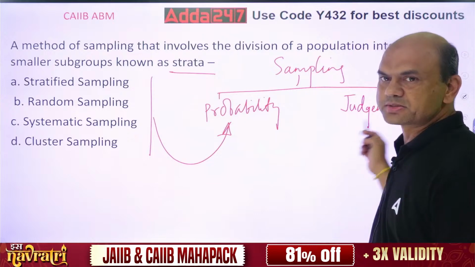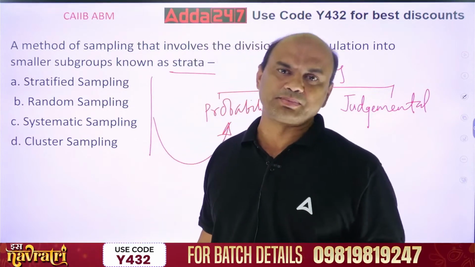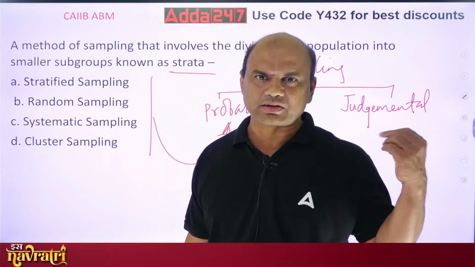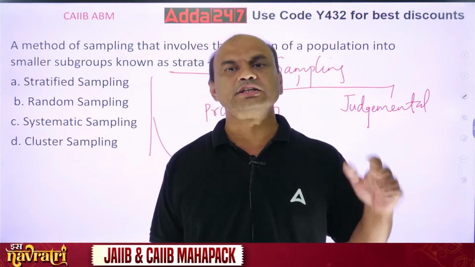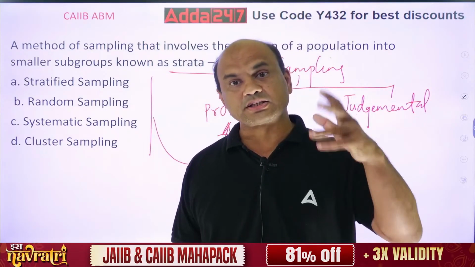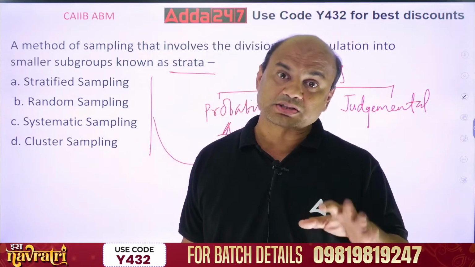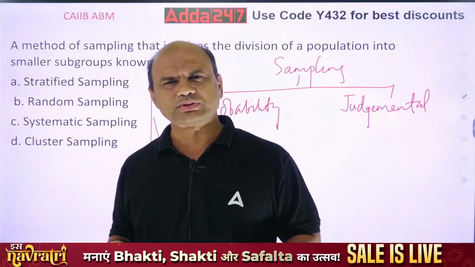Non-probability or judgmental will have various names. Snowball sampling is there, convenience sampling is there. Almost 4-5 types of samplings are there in judgmental. What is the use of judgmental? In judgmental, everyone doesn't have equal chance. It is up to the judges or the one who is doing the survey. He or she decides. Both have their pros and cons.